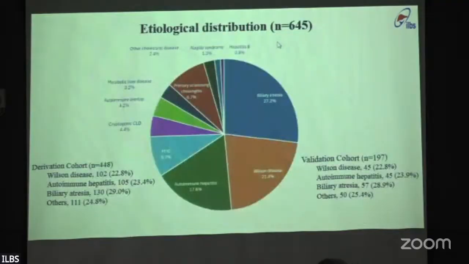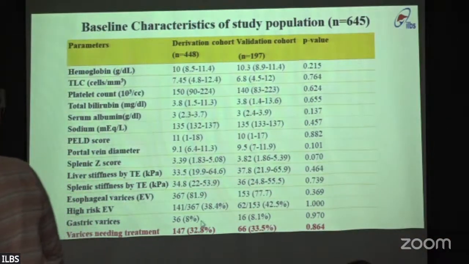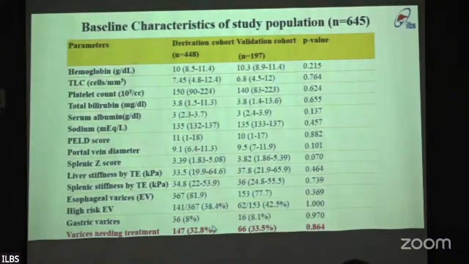Coming to the etiological distribution, our cohort comprised predominantly of biliary atresia, Wilson disease, autoimmune hepatitis, and the next frequent etiologies were PFIC as well as PSC, which were well distributed among the derivation and the validation cohort. So these were the baseline characteristics of the population. As we can see, our population has a low serum albumin. Splenic Z score was 3.3 across the cohort. The median liver stiffness was around 35 in both the cohorts, and the median splenic stiffness was also around 35 in both the cohorts. The presence of esophageal varices was there in 82% of our patients, and high-risk esophageal varices in around 38%. Varices needing treatment were present in around 1/3 of our total patient population.